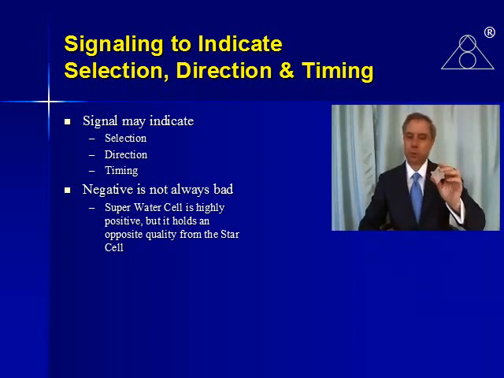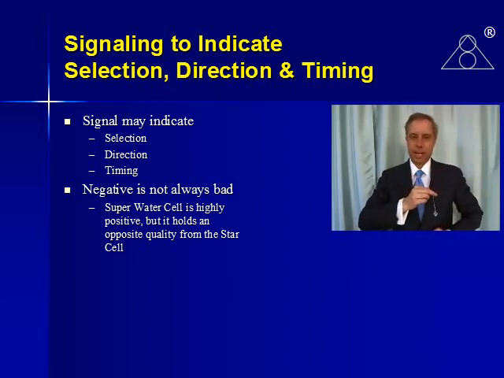So the practice exercise for this lesson: you take the super water cell in your left hand, hold it over the left side of your stomach area, and then hold the signal star over the super water cell, and allow it to move. And you'll notice that I'm holding it over the left side of my stomach, and this tool that was negative just moments ago is now strongly positive as I'm holding it over the left side of my stomach.